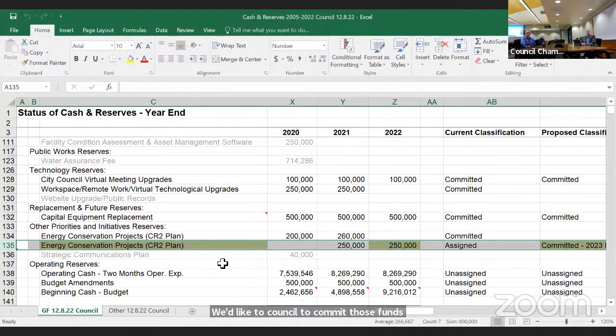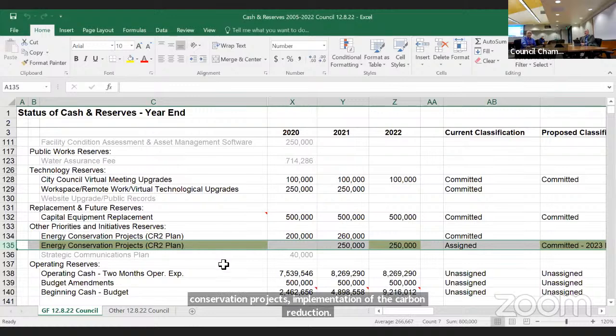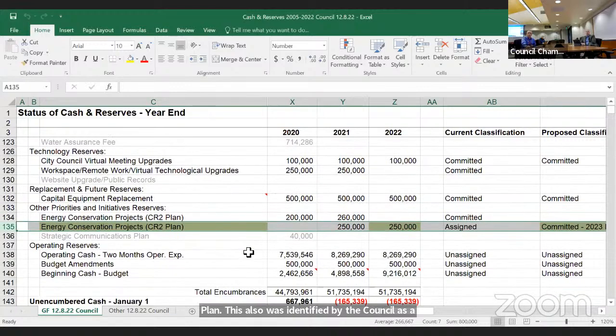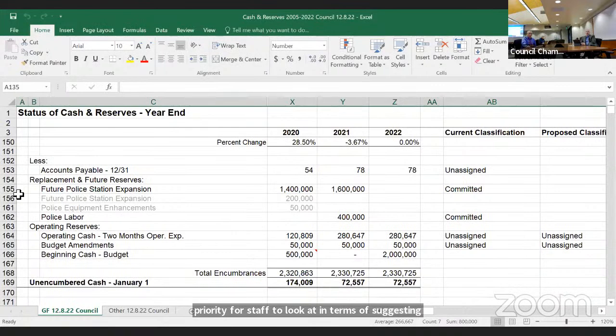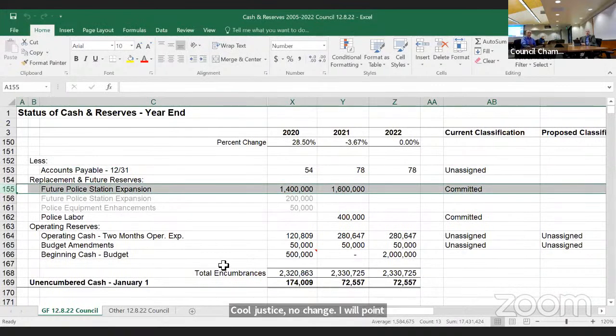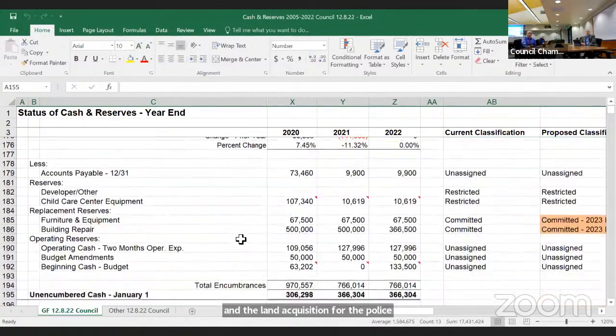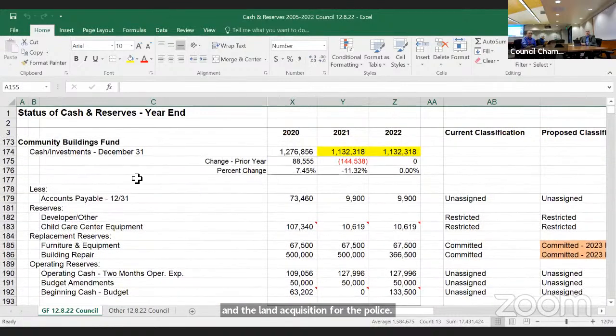Very similar, we identified $250,000 for energy conservation projects, the implementation of the carbon reduction plan. This also was identified by the council as a priority for staff to look at in terms of suggesting reserves. Criminal justice, no change. I will point out that we didn't spend, we transferred $1.6 million from this fund into the building fund for the design and the land acquisition for the police station. No changes suggested for community buildings.